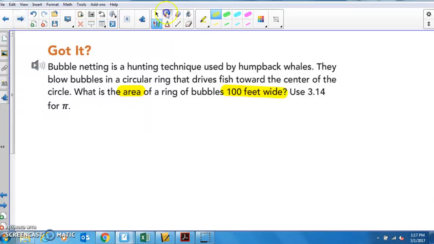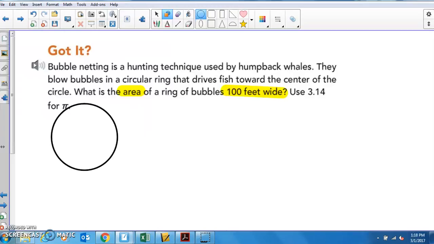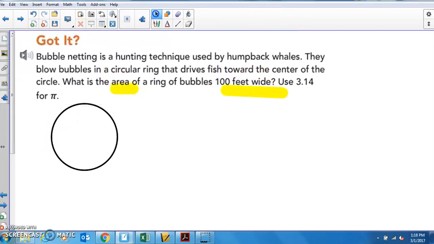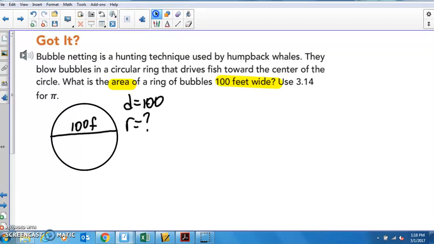So we know we have a circle. We know that circle has a diameter of 100 feet. So our diameter is 100. You may or may not need to know the radius, so I'll let you figure that out. It says, what is the area? So we're going to use pi r squared.